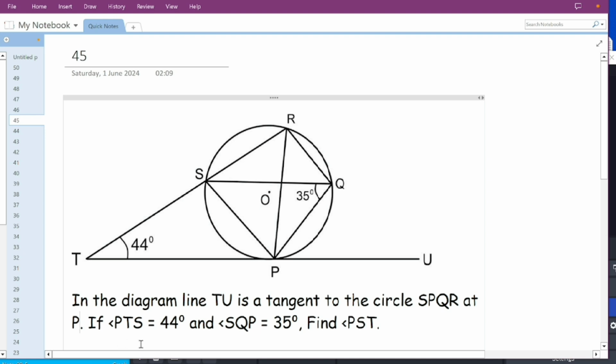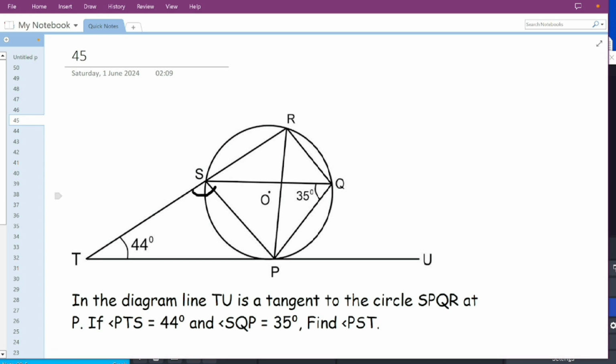If angle PTS, with T in the middle, is 44 degrees, this angle is 44, and angle SQP, with Q in the middle, is 35 degrees. Find angle PST. That's PST. Find the angle at S. So we're looking for this angle.